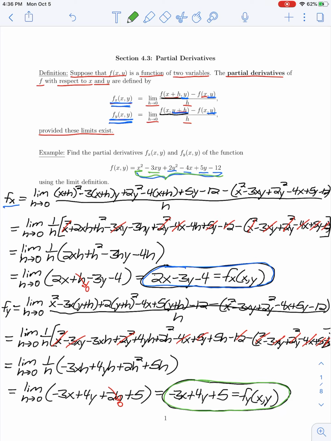The derivative of negative 3xy would be negative 3x. The derivative of 2y squared would be 4y to the first power. The derivative of negative 4x, if x is a constant, would be 0. The derivative of 5y would be 5, and then minus the derivative of our constant 12 is 0. So notice that that's exactly what we found for the partial derivative of f with respect to y using that limit definition, but it was much less work.